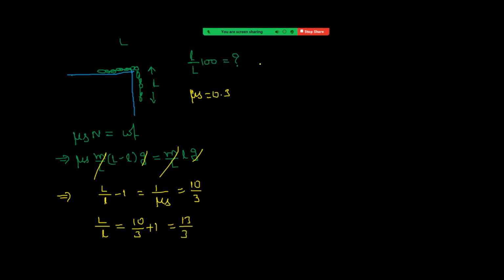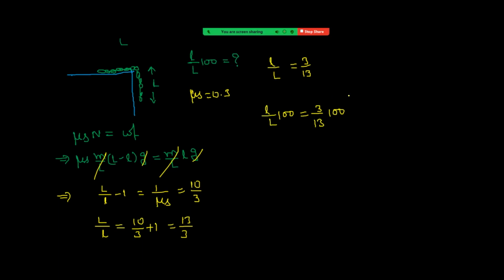Therefore, what can I write here? Small l by capital L is equal to 3 by 13. And we want the percentage, right? So small l by capital L into 100 is equal to 3 by 13 into 100. So this is our answer.